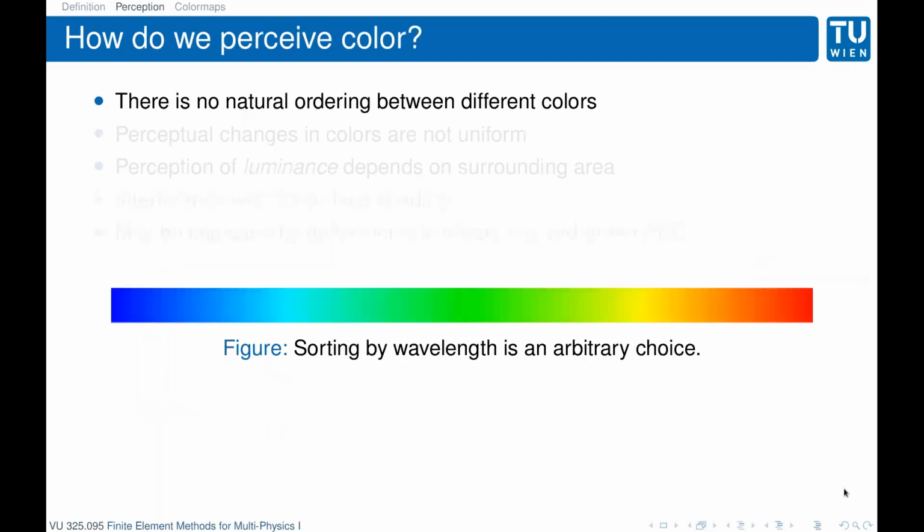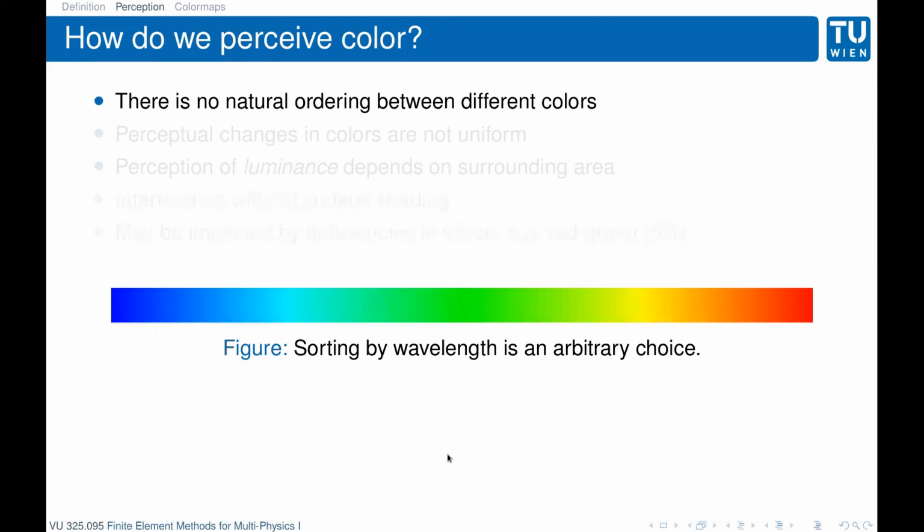to define a color. So the next topic is, how do we perceive a color? The first thing to notice is that there's actually no natural ordering between different colors. So the sorting by wavelength basically is an arbitrary choice. You could also have chosen to sort blue after yellow or green after red. The wavelength sorting is basically arbitrary, and you can never say what these values correspond to numerically.